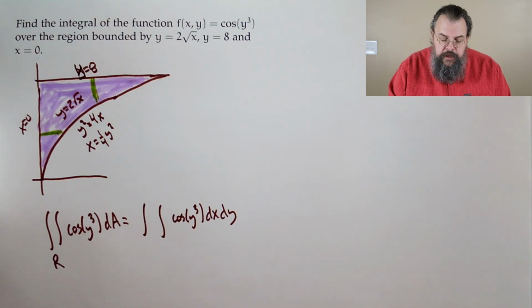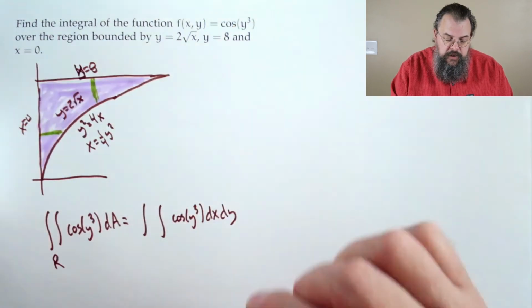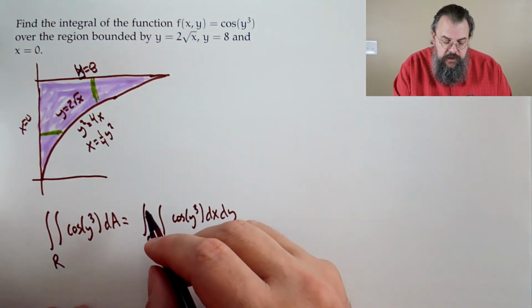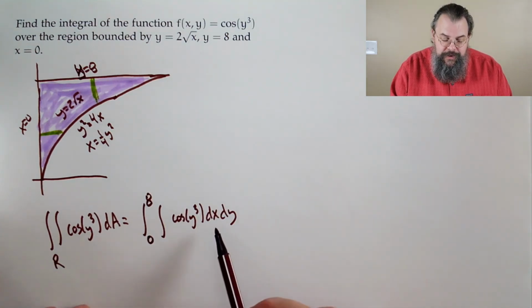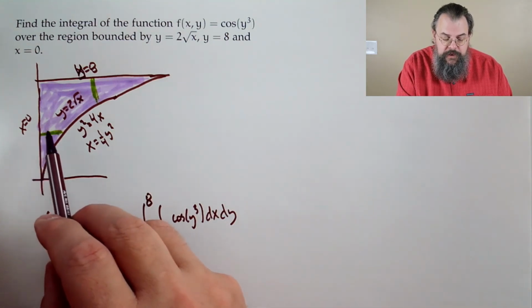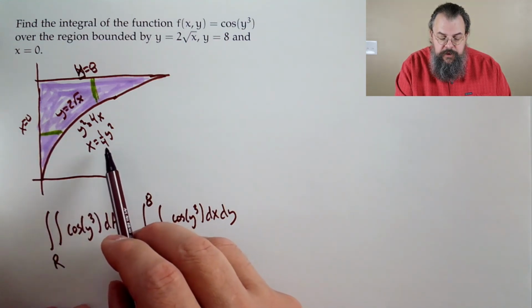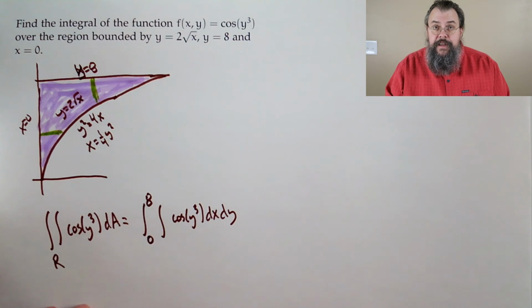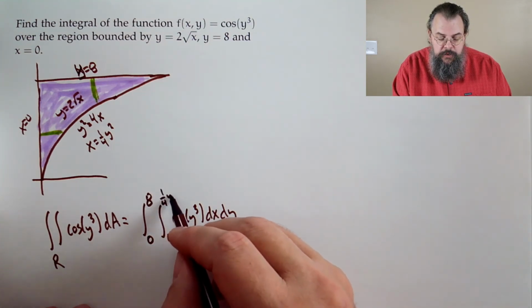And, okay, great. Now, we're ready. Let's talk about our bounds. Where does y go from? Goes from 0 to 8. Easy. It's almost like they gave it to us because they gave it to us. Where does x go from? Goes from left to right, low to high, from 0 to 1/4 y squared. Remember, these are x bounds, so we want x equals something. So 0 to 1/4 y squared.